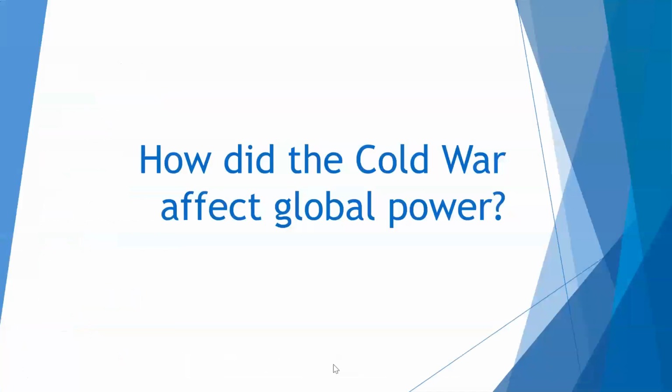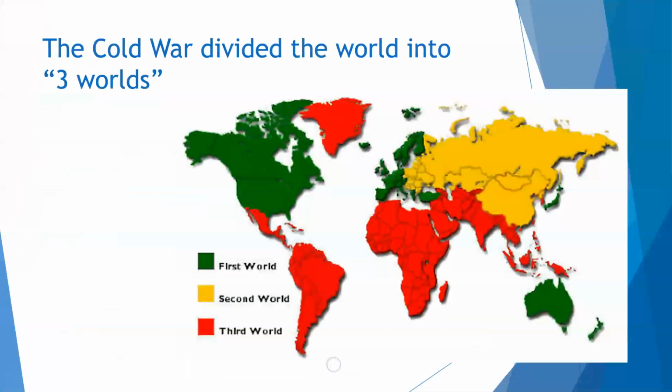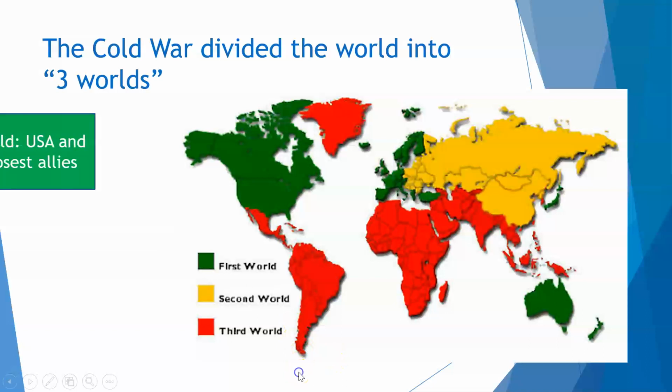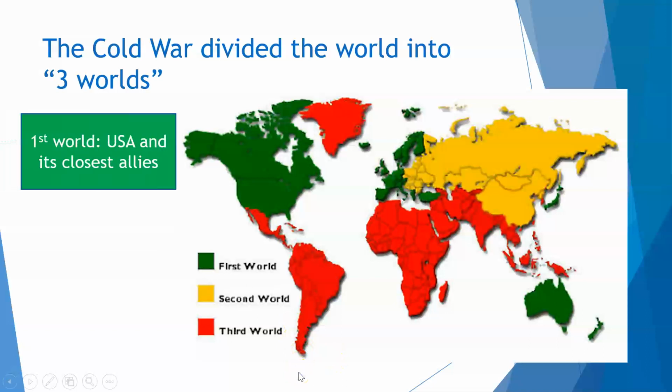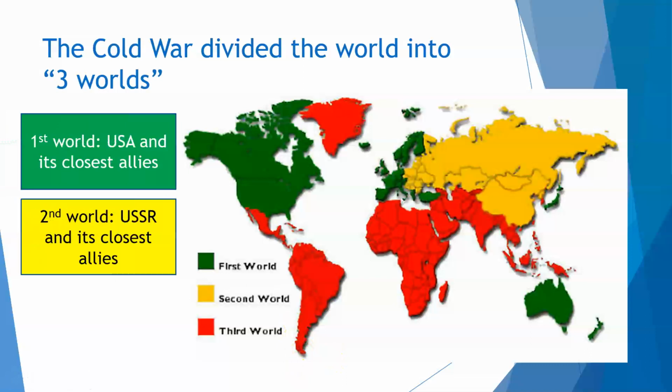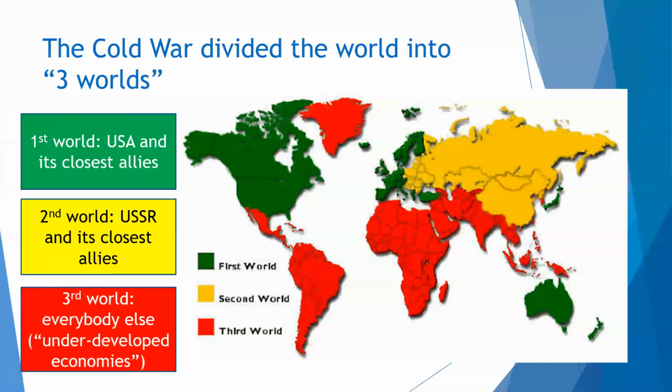How did the Cold War affect global power? During the Cold War, there was this idea that the world was divided into 3 separate worlds. The first world was the USA and its closest allies. The second world, the USSR and its closest allies. And the third world was everybody else. This was sometimes called, quote, underdeveloped economies.